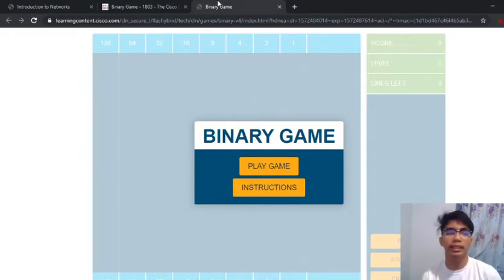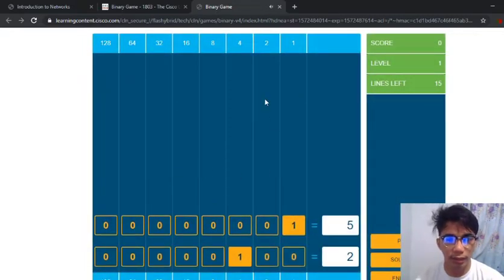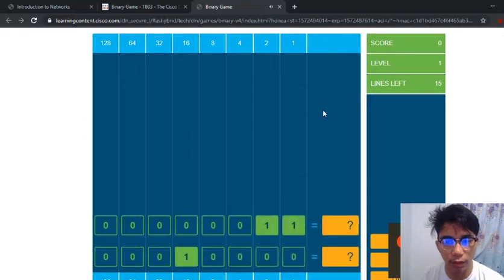And we're here at the second activity. This activity is somewhat not an activity, but it is a game. It is called the binary game. So let's play. And let's try. So you can see there, what will be equal to 5 in binary? So it will be 4 and 1. It's 5. Then let's try to 0 it, and 2.